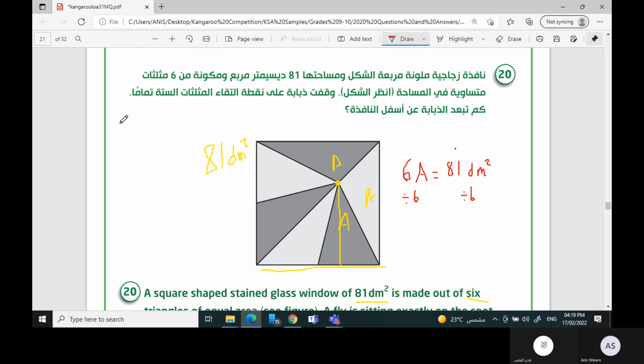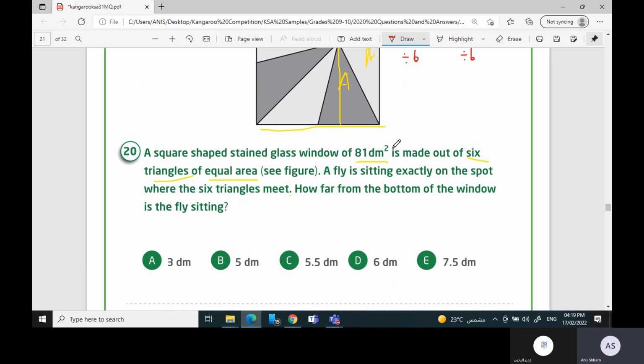So the area of each triangle is equal to 81 divided by 6, which is 13.5. Okay, so each area is equal to 13.5, of course, decimeter square. No need for the units now in this exercise, but let us get used to writing them all the time in our calculation.